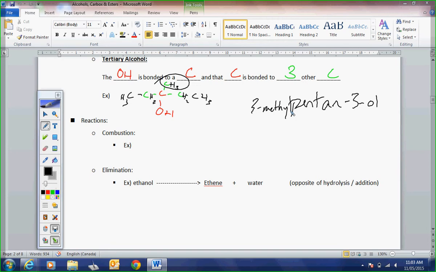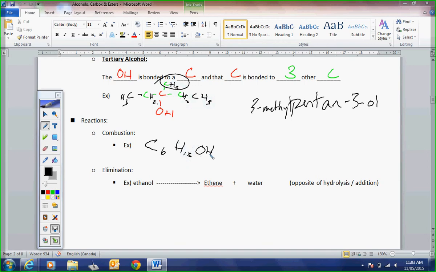Okay. Alright, combustion of an alcohol, well, guess what? It's exactly the same thing as the combustion you've seen always. And so tell me the molecular formula of this one, 3-methylpentan-3-ol. Tell me the molecular formula of it. C. Not C5. C6. H. 1, 2, 3, 4, 5, 6, 7, 8, 9, 10, 11, 12, 13. OH.